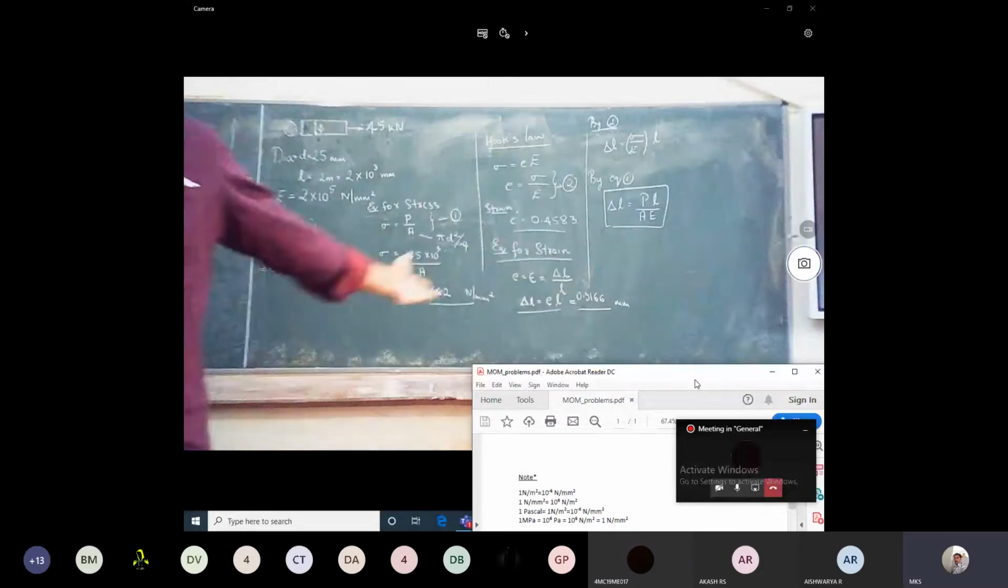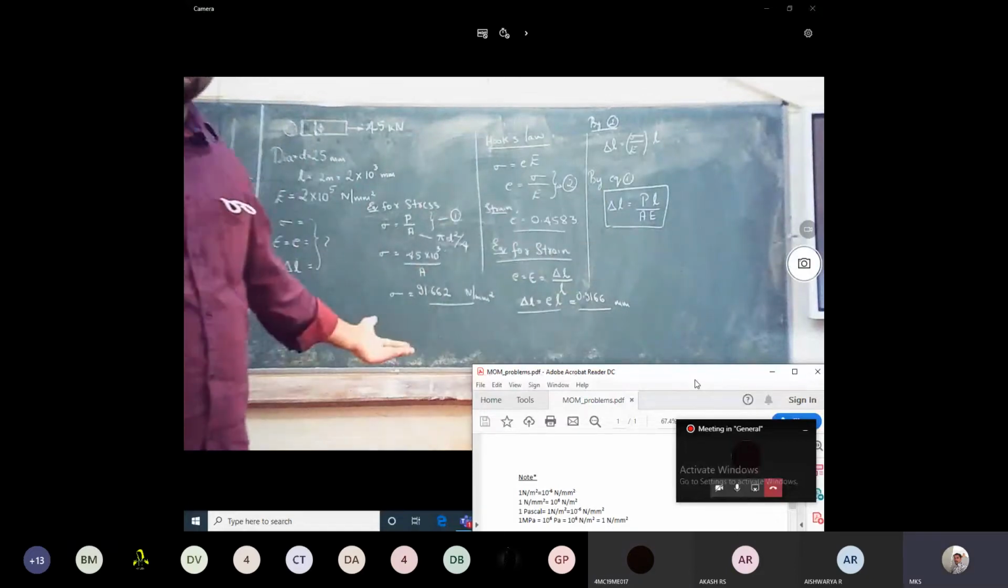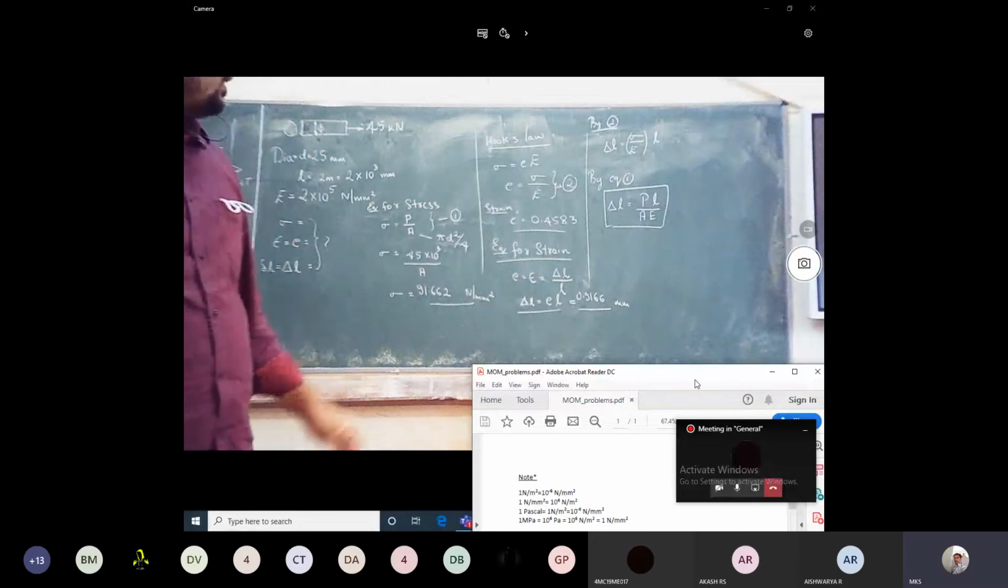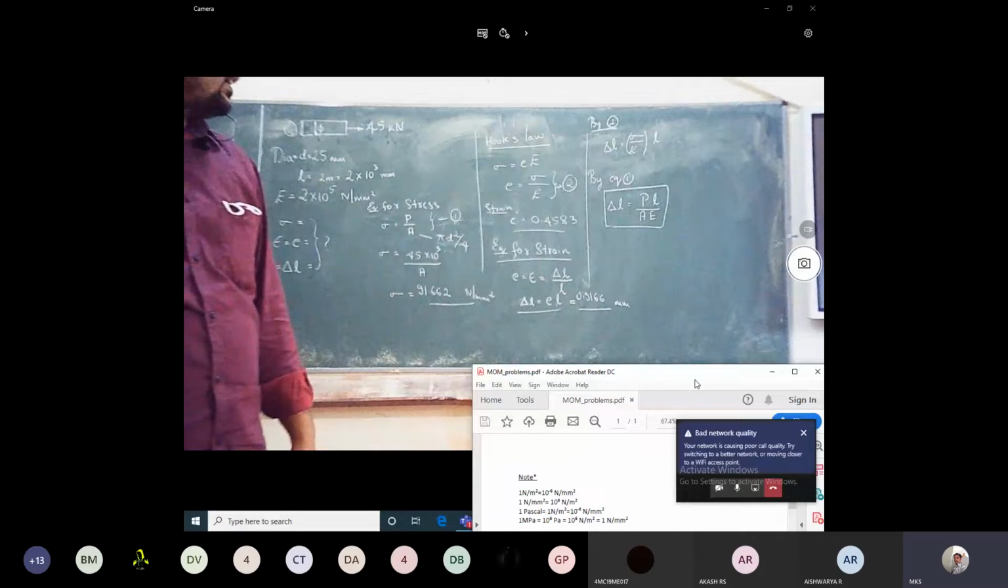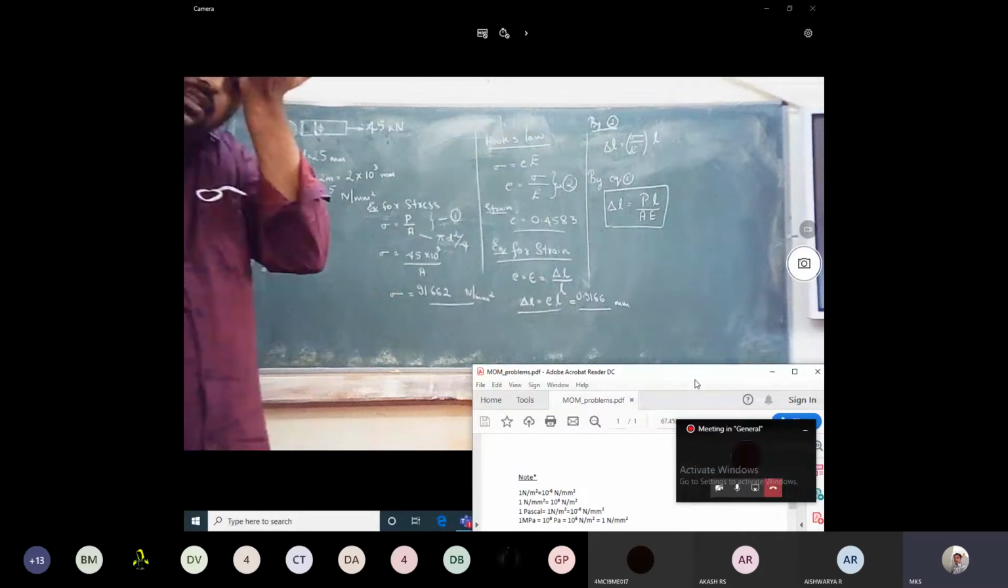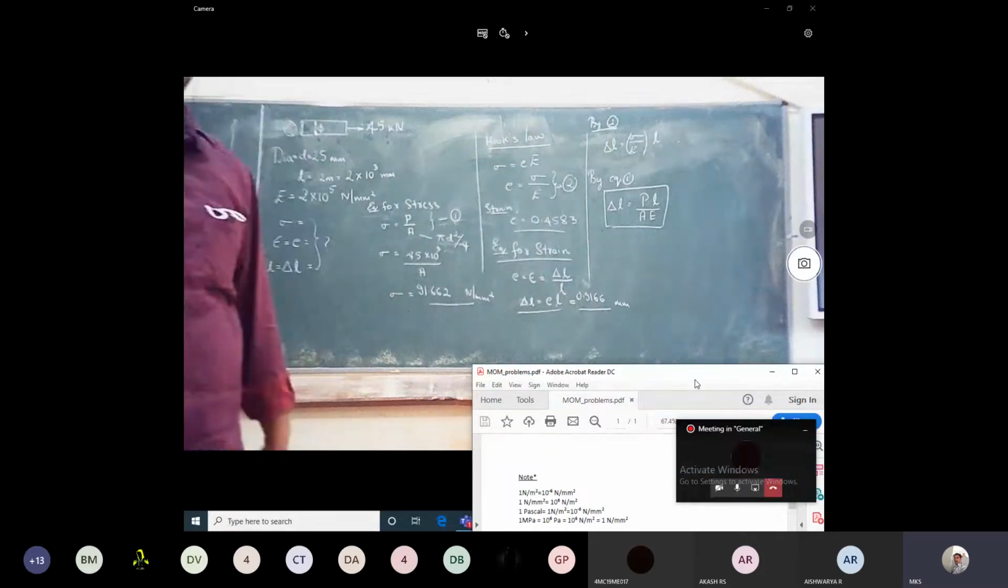We will be using this in the next classes for varying cross sections. In derivations there, we will use that equation: delta L is equal to PL by AE. P is the applied load, L is the length of the specimen before applying the load, A is the area of the cross section, and E is the modulus of elasticity.